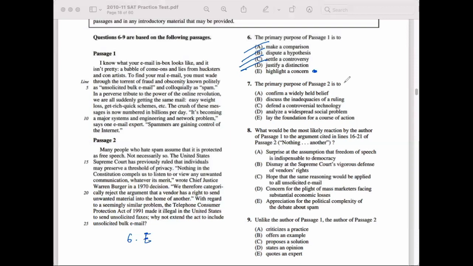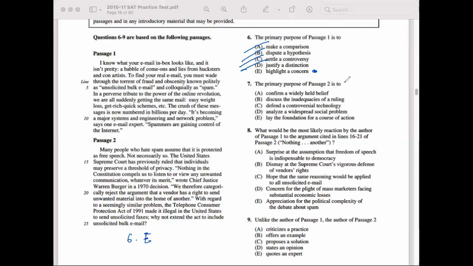"We therefore categorically reject the argument that a vendor has a right to send unwanted material into the home of another." With regard to a seemingly similar problem, the Telephone Consumer Protection Act of 1991 made it illegal in the United States to send unsolicited faxes. Why not extend the act to include unsolicited bulk email?